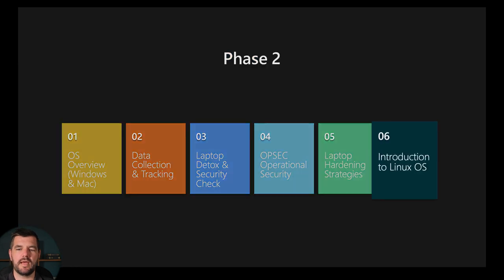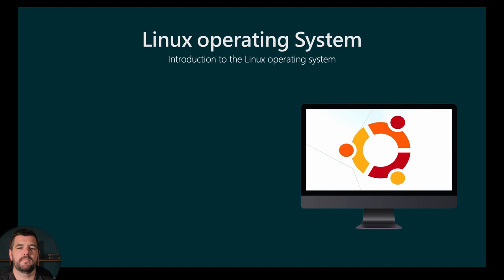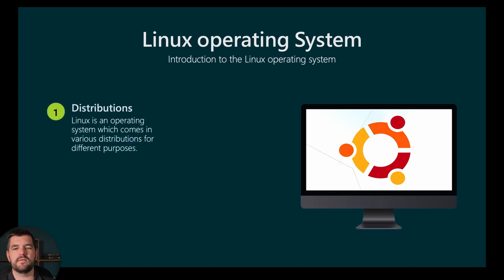Now let's have a look at an introduction to the Linux operating system. Linux is an operating system like Windows and like Mac, but it's not the same. It's its own operating system. Linux has various different kinds of operating systems. They call them distributions. These are operating systems which come in various flavors, is another term that's used in the Linux world, and we'll have a look at some of those in a moment.